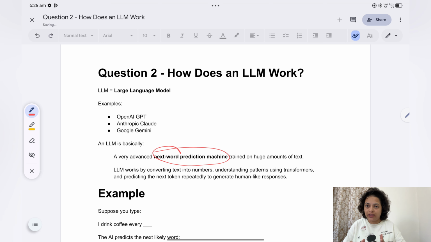It is doing nothing else. You just have one model, one machine, which we have trained with a huge amount of data, and now when you search something, it will just predict the next token, the next word for you.